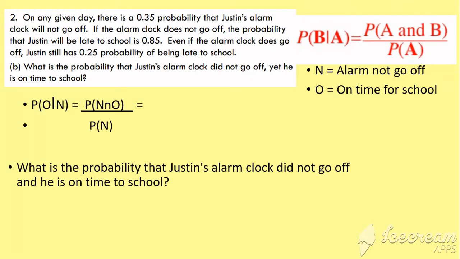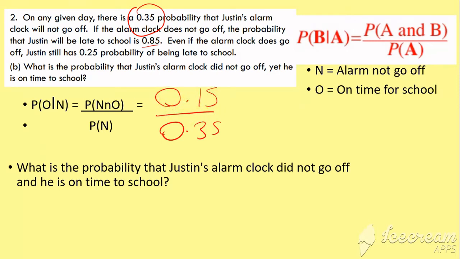Now, the probability that it did not go off is actually quite nice. It's in the question, right here. So my denominator is going to be 0.35. And for the probability that it did not go off and he is on time for school: we've got the probability that Justin will be late to school after it doesn't go off is 0.85. So that means my top is going to be 1 minus that, which is 0.15.